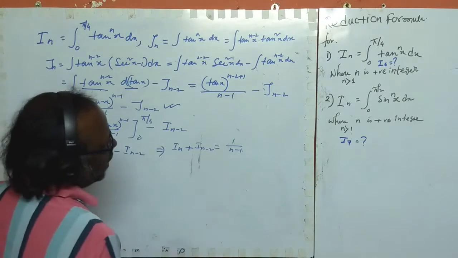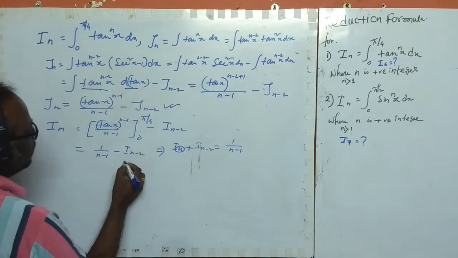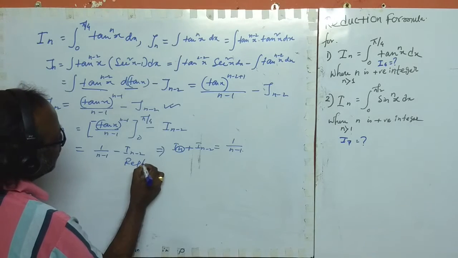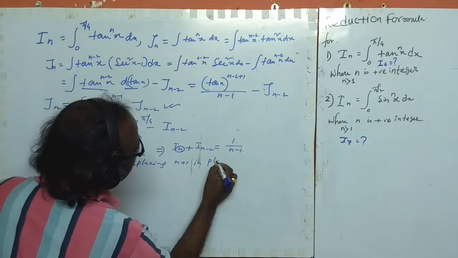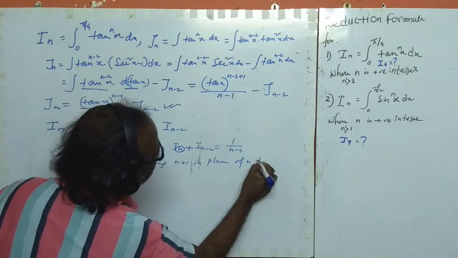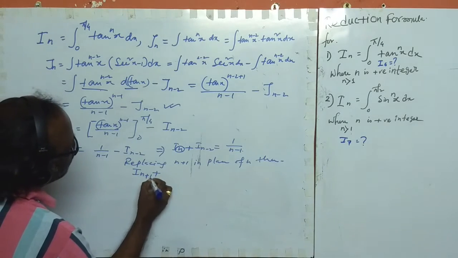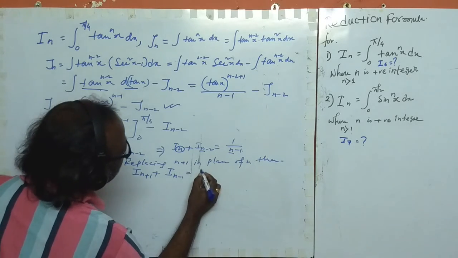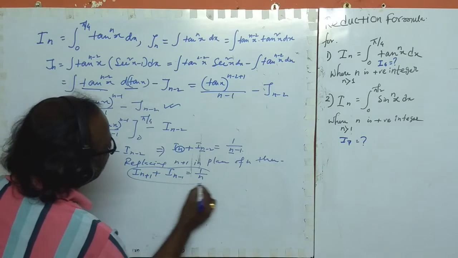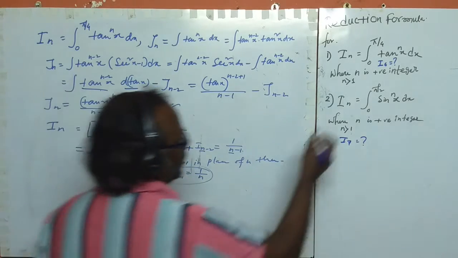And this is the formula, and another formula is, if we put n plus 1 in place of n, then the formula is like I n plus 1, that is 1 by n minus I n minus 1. And this is the formation. Using this formula, we have to find the value of I6. This is your query here.